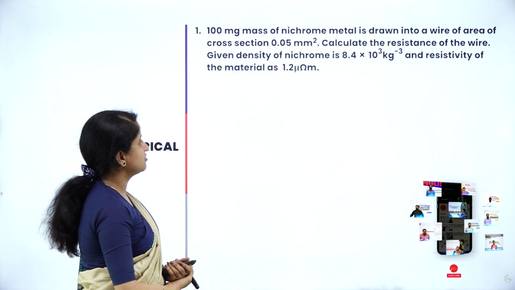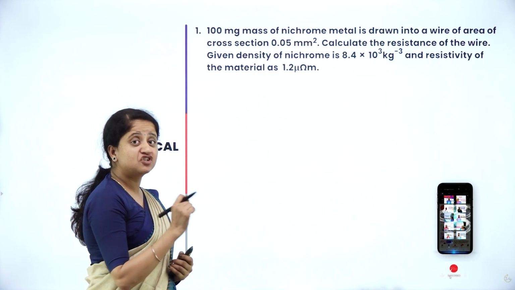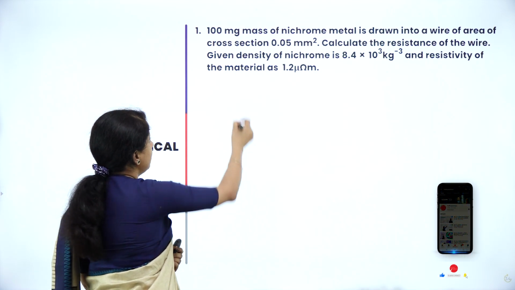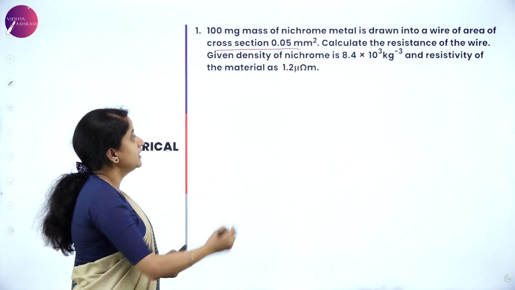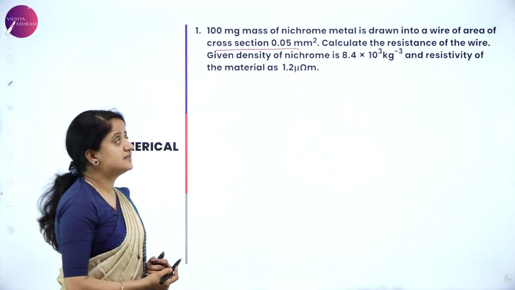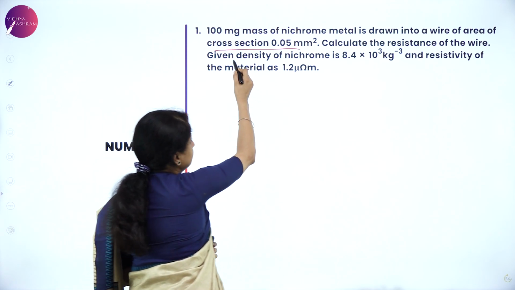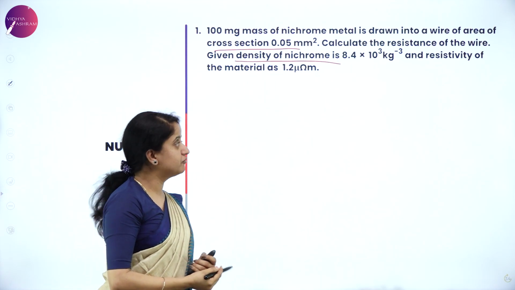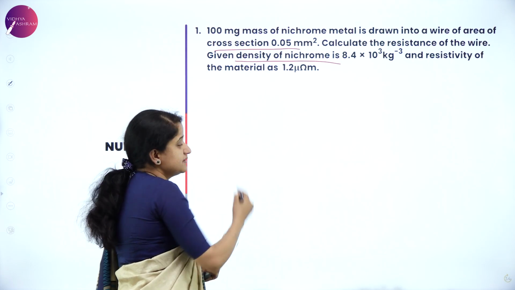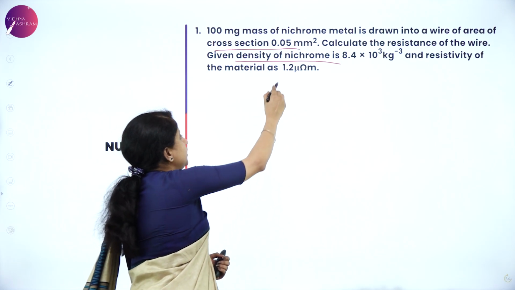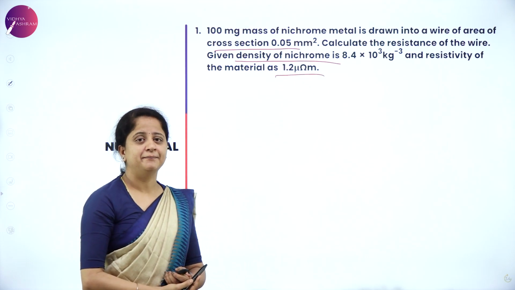100 milligram mass of nichrome metal is drawn into a wire of area of cross section 0.05 millimeter square. Calculate the resistance of the wire given that the density of the nichrome is 8.4 into 10 power 3 kg per meter cube and resistivity of the material is 1.2 micro ohm meter.